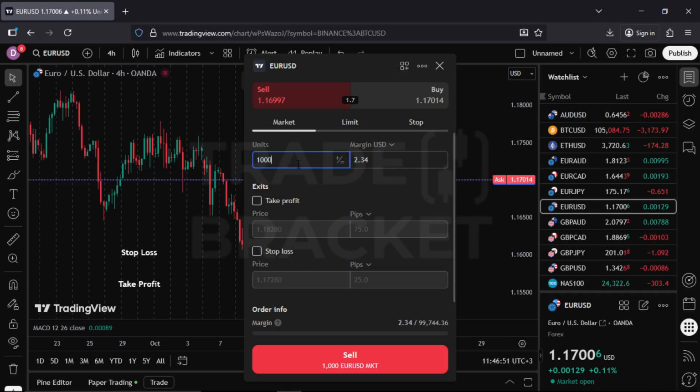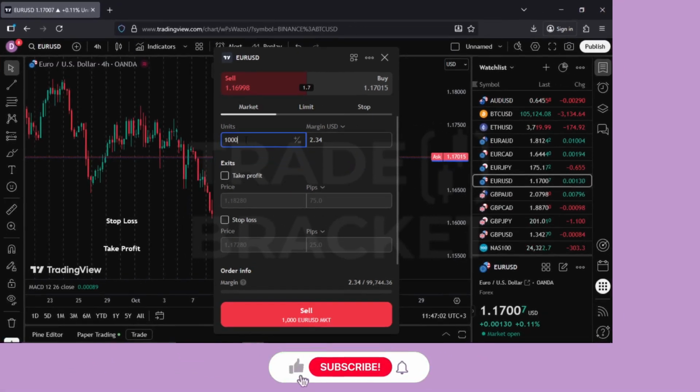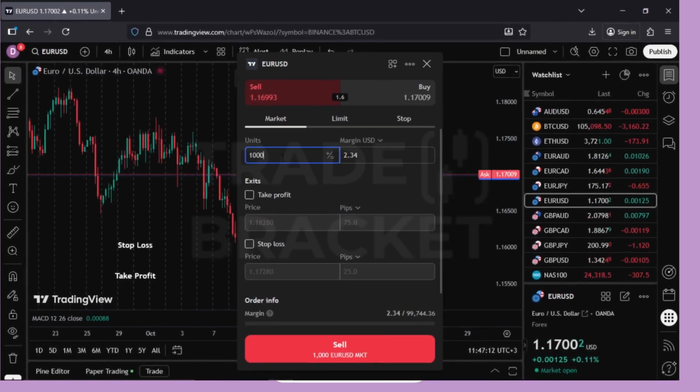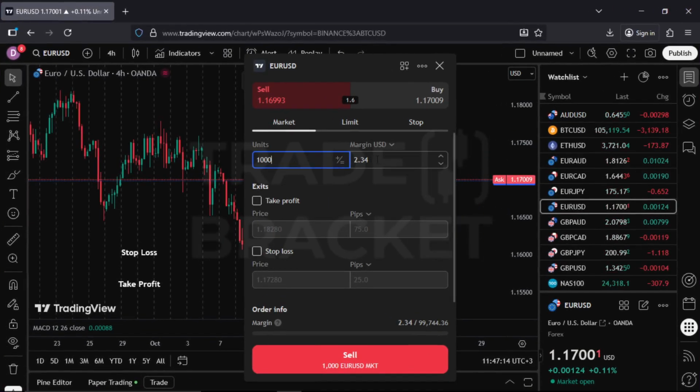0.01. All right. So let me say that again. If it's 1,000 units, it's equivalent to a micro lot, and it's also equal to 0.01 lot size.